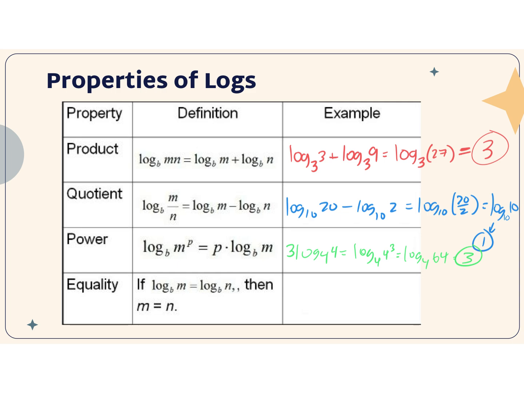And lastly here, what we're going to go through is just your general equality property that says if you have the same base and you have one logarithm on both sides of the equation, then the arguments are equal. So my example I'm going to give is log base 7 of x is equal to log base 7 of 10. So the only thing that x can be to make this statement true is 10.